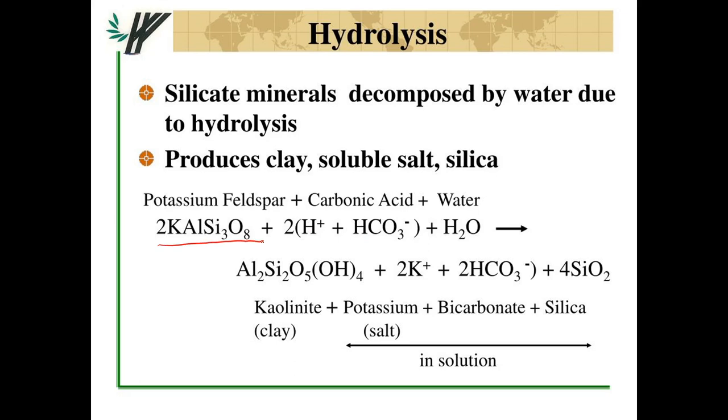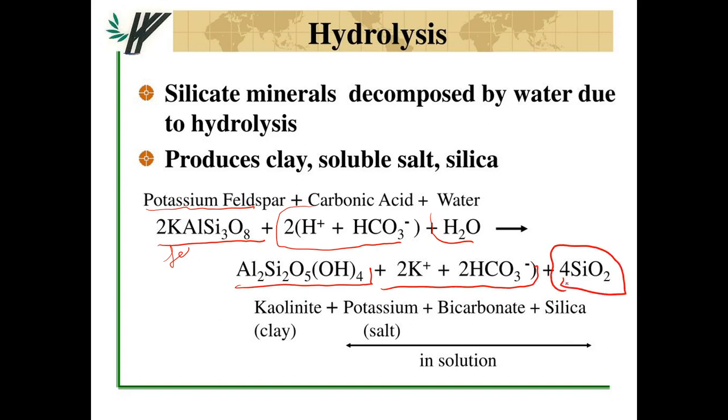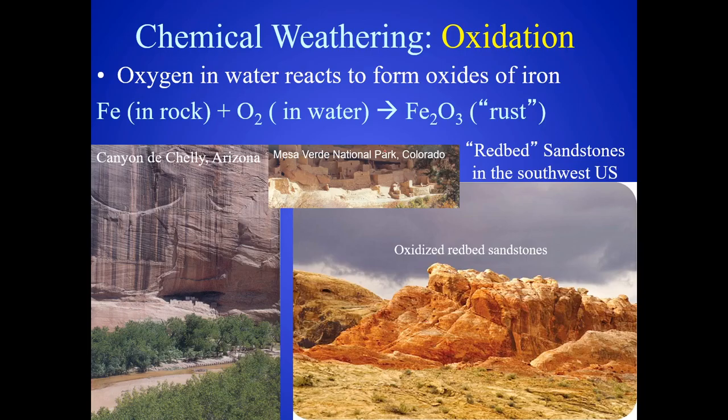But this is 2 KAlSi3O8. This is feldspar. Oh, it says it up here. So this is feldspar plus the carbonic acid in the water, right? So slightly acidic water gives you the kaolinite plus the potassium bicarbonate plus the silica, SiO2, which I hope you remember is quartz. So this is just quartz. So that's how weathering of granite occurs by hydrolysis. That's one way that water can weather rocks.